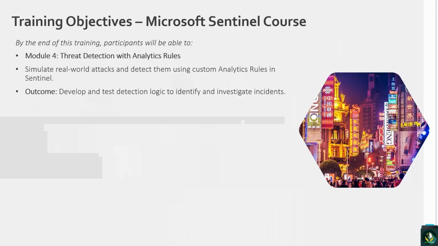Once our data is flowing, in Module 4, we will simulate and detect real-world attack scenarios. We will create analytics rules to identify events like failed RDP logins, suspicious PowerShell activity, SSH brute force attempts, and impossible location logins. You will see how Sentinel transforms raw log data into actionable security incidents.